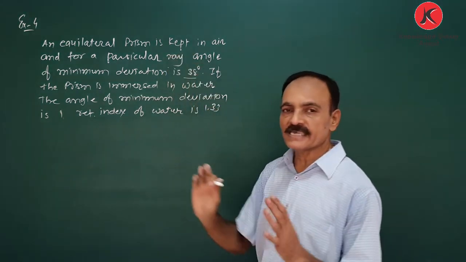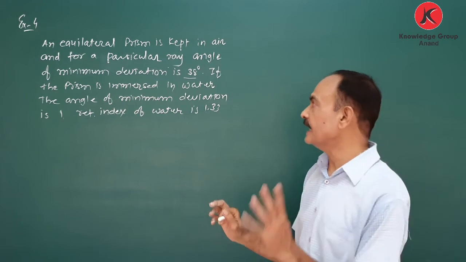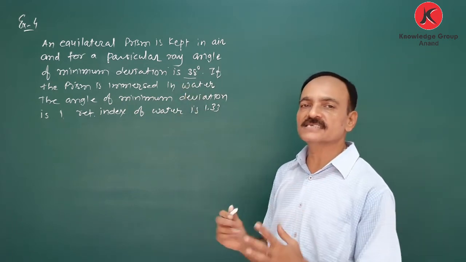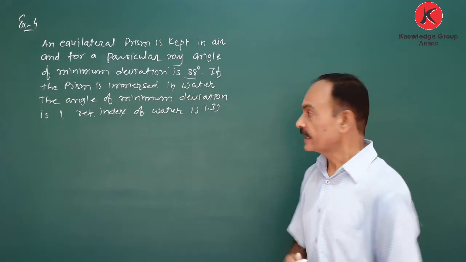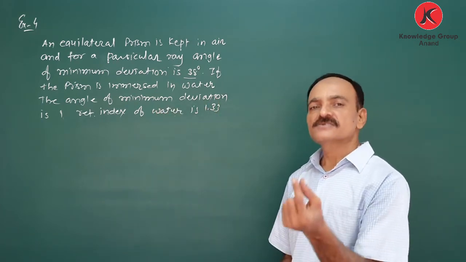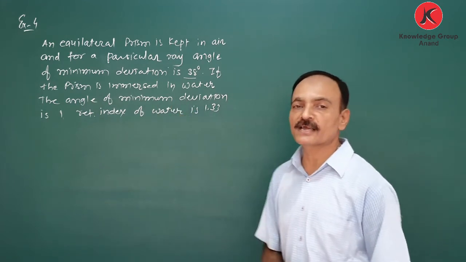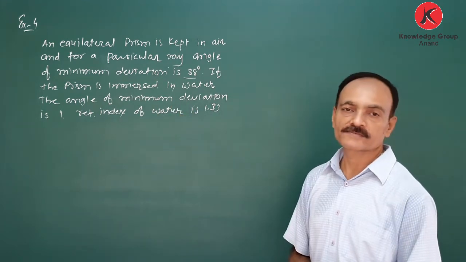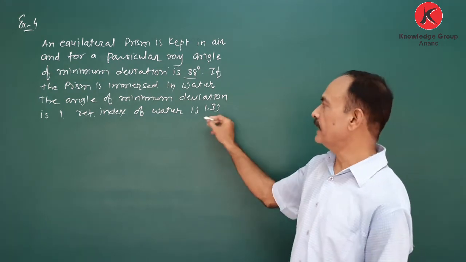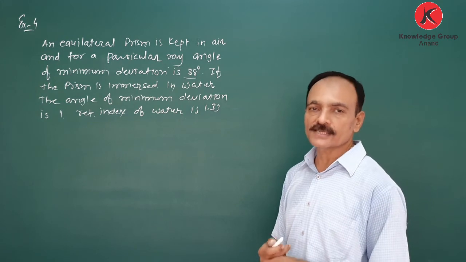When the prism is in a medium, at that time the light is incident at a particular angle i, and the minimum deviation obtained is 38 degree. Now this combination is immersed in water, with the same light and same angle of incidence. At that time we have to find out the angle of minimum deviation in the water medium. The refractive index of water is 1.33. So how can we calculate it?